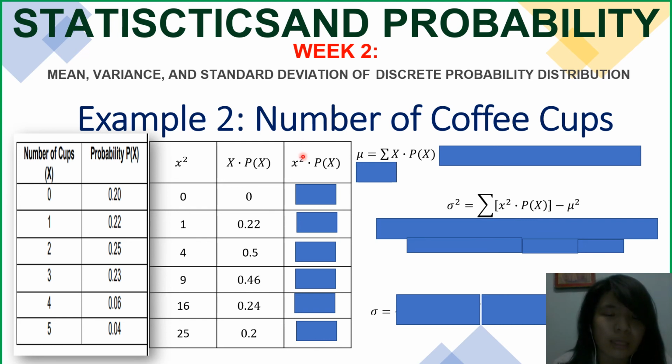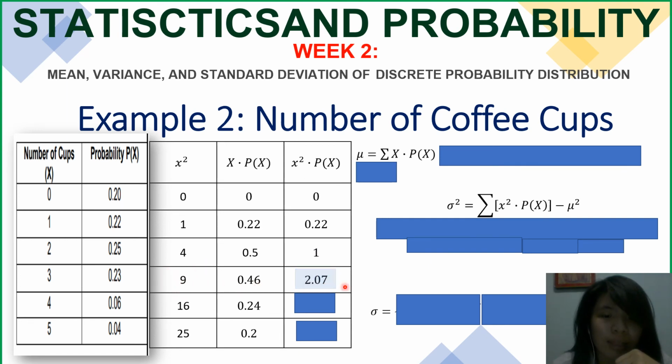Now, we get the product of x squared and p of x. We will use the second and the third column in getting x squared multiplied by p of x. So, 0.20 multiplied by 0, that is still 0. 0.22 multiplied by 1, that is 0.22 again. 0.25 multiplied by 4, that is 1. 0.23 multiplied by 9, that is 2.07. 0.06 multiplied by 16, that is 0.96. 0.04 multiplied by 25, that is 1.